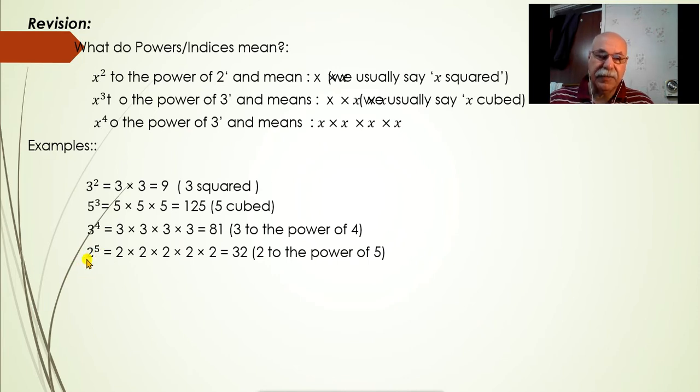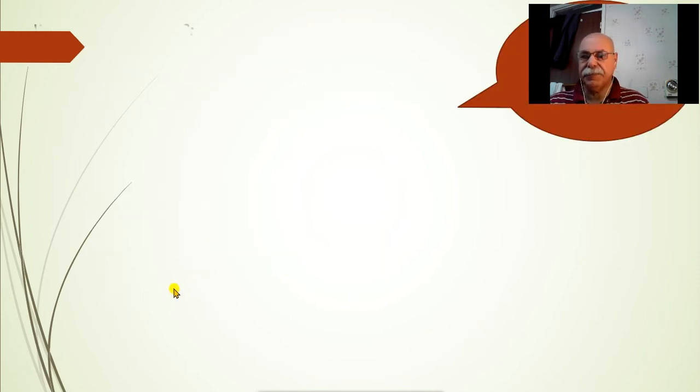2 to the power 5 meaning 2 times 2 times 2 times 2 times 2 equals 32. 2 to power 5. وهنا أيضا 2 مرفوعة إلى القوة 5 أس 5، meaning that the 2 is multiplied by itself 5 times. 2 raised to 1 only means 2 multiplied by itself once, so 2, and so on.